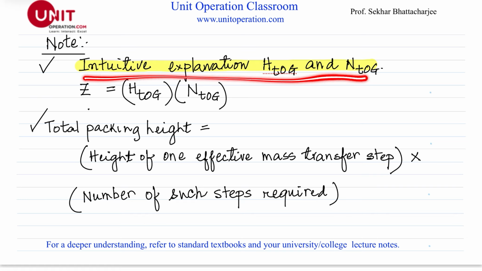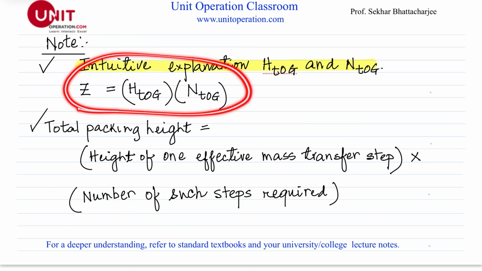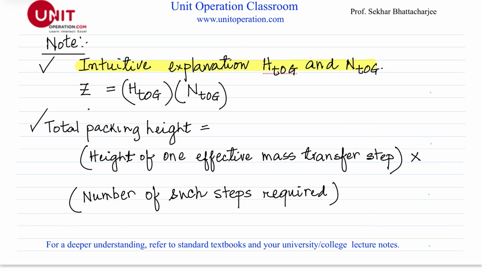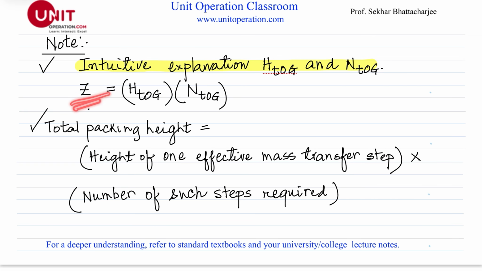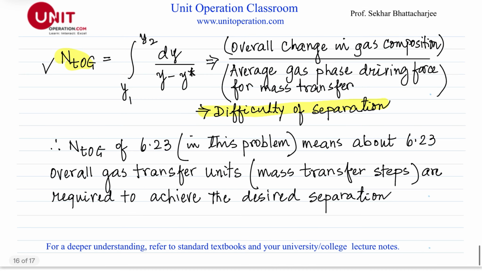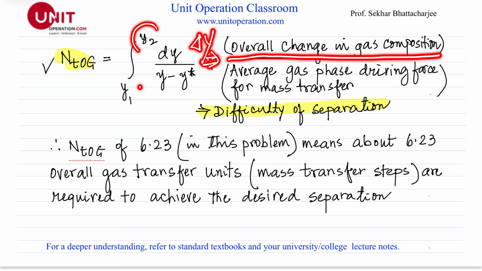Intuitive explanation of HTOG and NTOG. I'll just try to give a very intuitive idea about this. The total packing height is the height of one effective mass transfer step times the total number of steps. So NTOG, as you can see, is dy over y minus y star. If we call this delta y, this is the overall change in gas composition from top to bottom, and y minus y star is the average gas phase driving force.